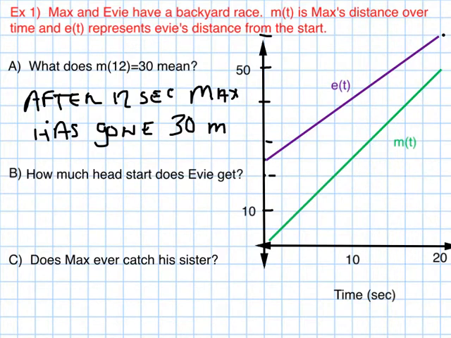All right, part B says, how much of a head start does Evie get? Well, once again, we're still taking a look here. Max is at 0. Evie starts off ahead, so she's not at the starting line. She's already up here, and if you look at it, 10, 20, and that will be 25 meters. So the bottom line is Evie has a 25-meter head start. When the 0 time starts, she's 25 meters ahead of Max just to start with.